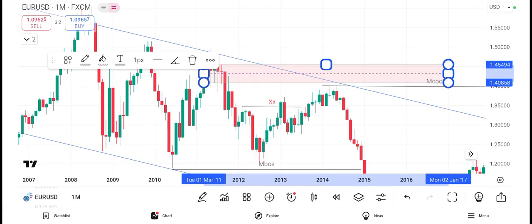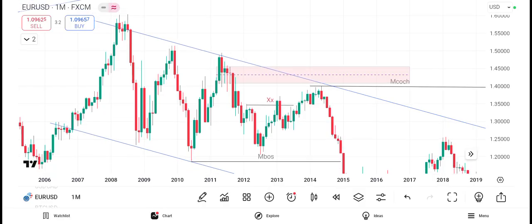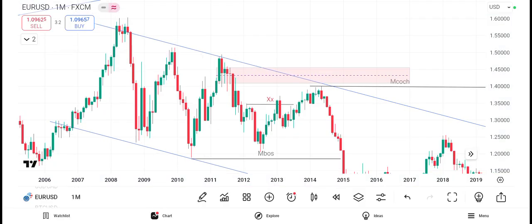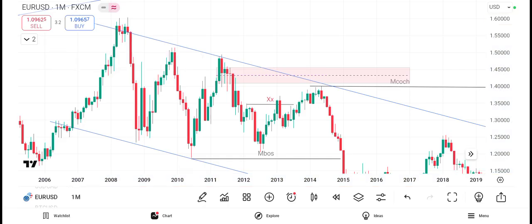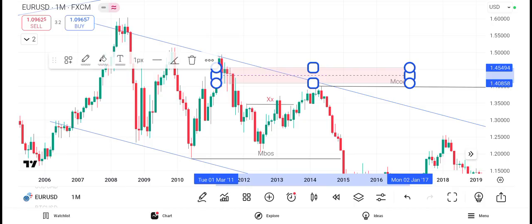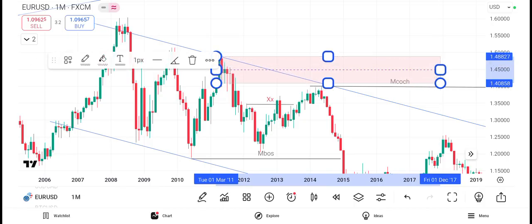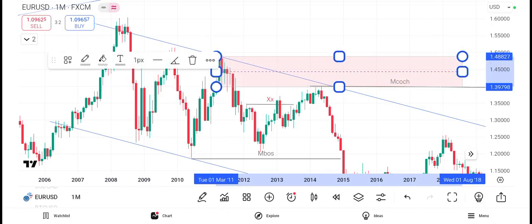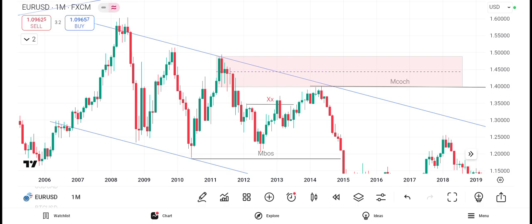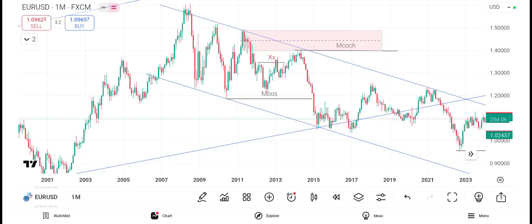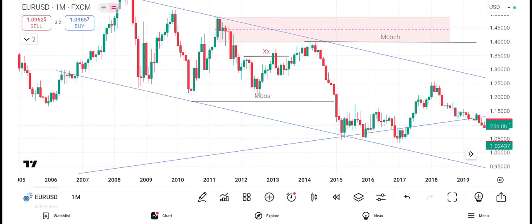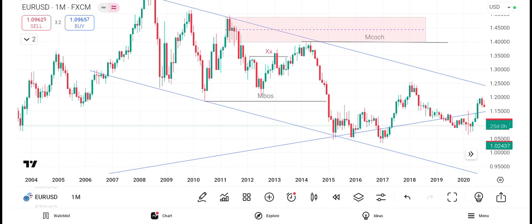I really don't know what price did there, but based on the higher time frame trend line, probably that was one of the confluences, and possibly price just used this whole demand zone, or this is the weekly. Yeah, price used that whole demand zone, and that was the other block.